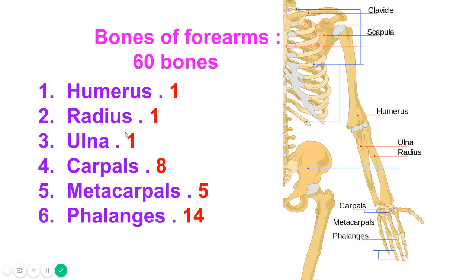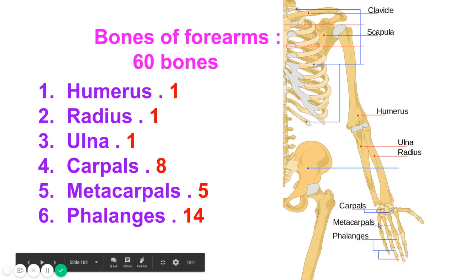The next is radius and ulna. This is radius and this is ulna, and they form hinge joint with the humerus. Then comes carpals, 8 carpals. You can see these are the 8 carpals. This is the wrist region, and there are 8 bones which are known as carpals. Then comes metacarpals, 5: 1, 2, 3, 4, 5. These are metacarpals and they make the palm region.